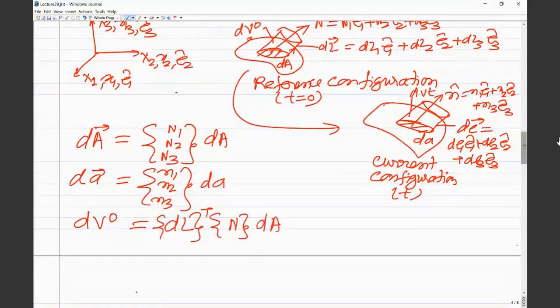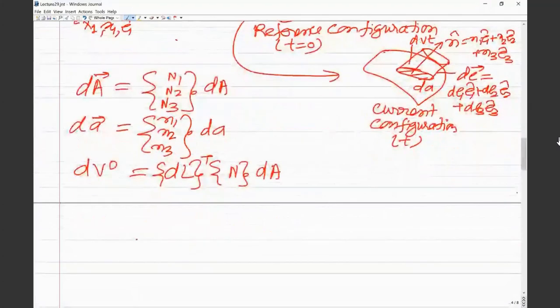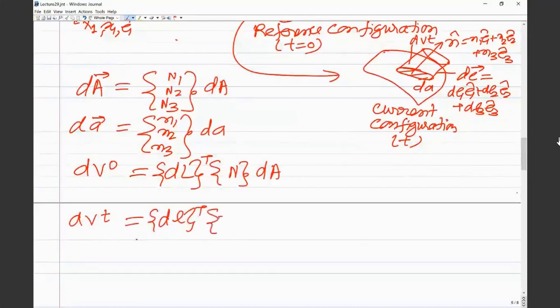This will be the volume in the reference configuration, dV naught. dL transpose N dA is the dot product of vector dL and vector dA. Similarly, the volume in the current configuration will be given by dl transpose into this vector small n, which has components n1, n2, n3, into da.